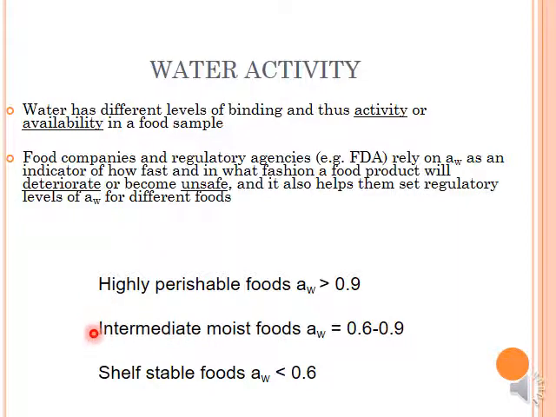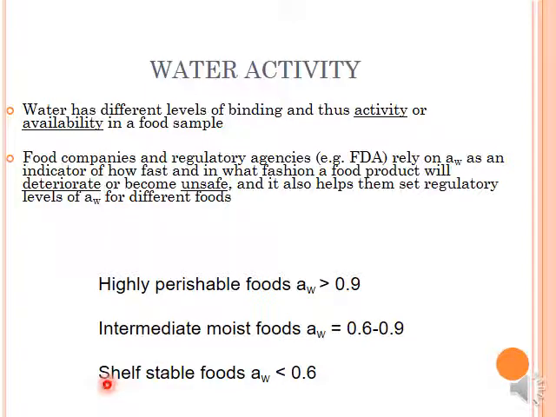The second category is intermediate moist food, in which the water activity value is from 0.6 to 0.9. It means the expiry date for this kind of food is in the mid region. For example, it can last slightly longer than the highly perishable food, so it can last weeks. For example, bread. When you buy bread, it will last longer compared to fruits or milk.